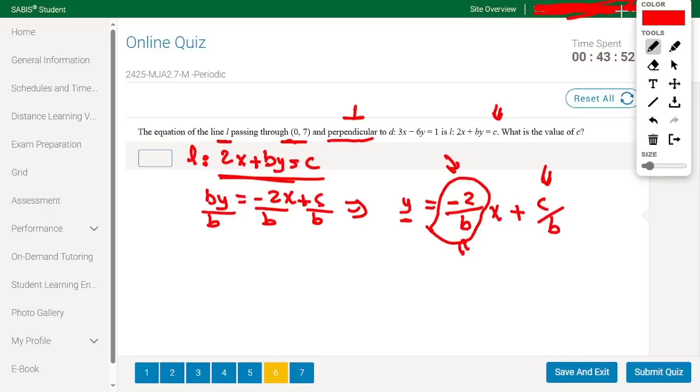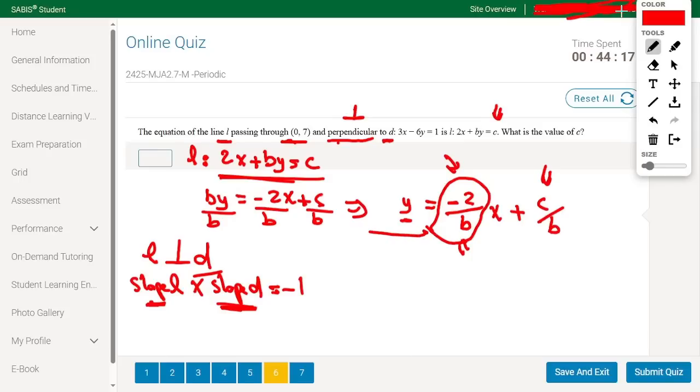And the line L is perpendicular to line D. So we have line L perpendicular to line D, so the slope of line L multiplied by the slope of line D equals minus 1. If I get the slope of D, I can get the slope of L, and I will substitute here to get the b. So let's see how we'll do this. Now let's get the slope of D. Let's get the line D.